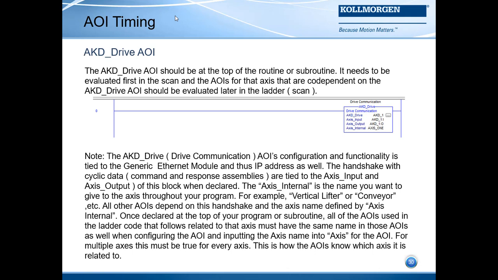Once declared at the top of your program or subroutine, all the add-on instructions used in the ladder code that follows related to that axis must have the same name in those add-on instructions as well when configuring the add-on instruction and inputting the axis name into axis for the AOI. For multiple axes, this must be true for every axis. This is how the add-on instructions know which axis it is related to.